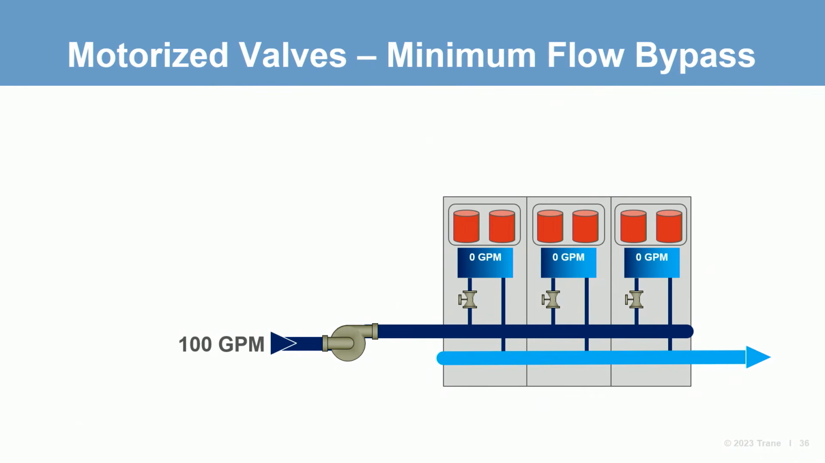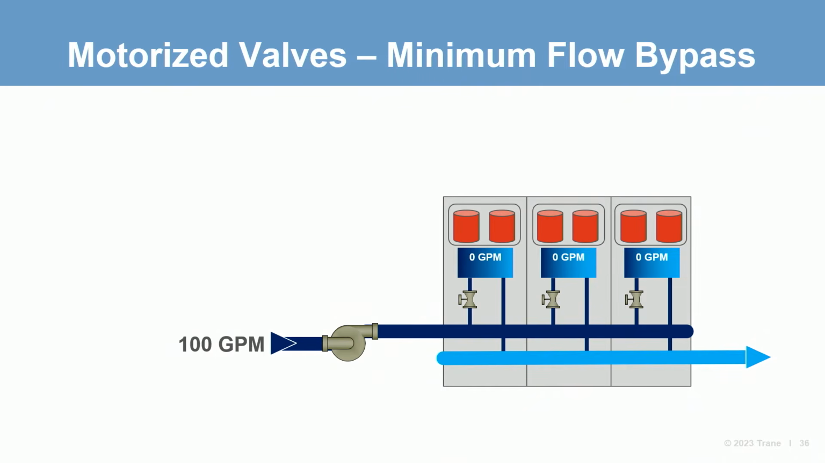We discussed how motorized valves are required in variable flow systems, and that when compressors are off, the valves will be closed. So what happens if our chiller is off and all the valves are closed, and the pump is still on? Where does the flow go? In this scenario, it couldn't go anywhere, and the chiller would cause the pump to deadhead.